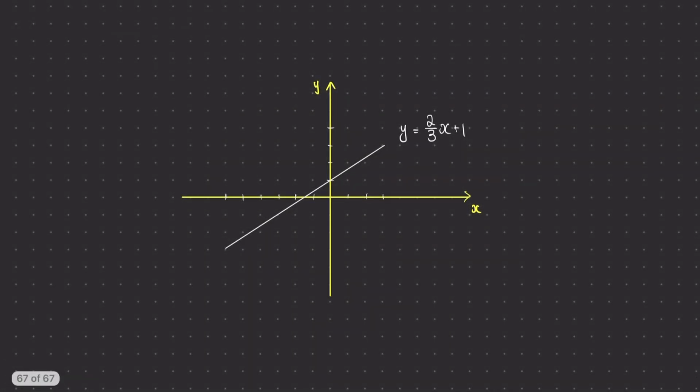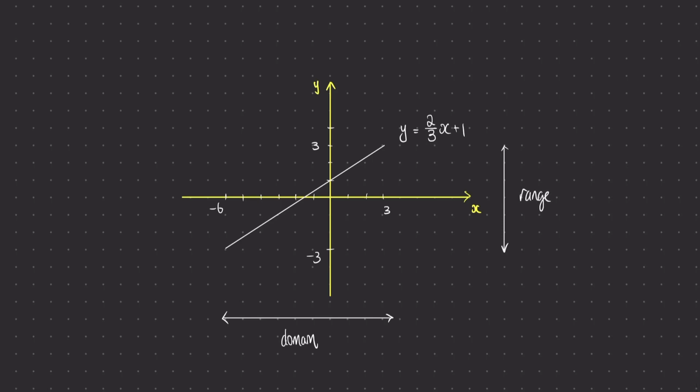Here I have the graph of y equals 2 over 3x plus 1. In the x direction, it only goes from minus 6 to 3. In other words, we've limited the range of values that x can have. In the case of a function, this is the domain. The y direction then is the output of my function. In other words, the y direction shows me the range. For this question, we can see that the maximum value of y is 3 and the minimum value of y is minus 3. So the range of this function is between minus 3 and 3.